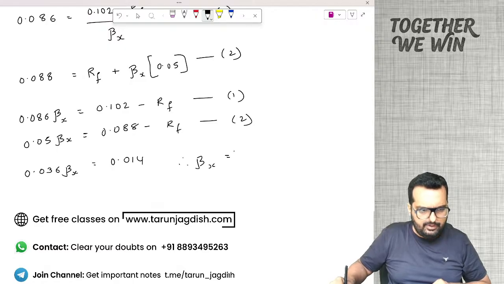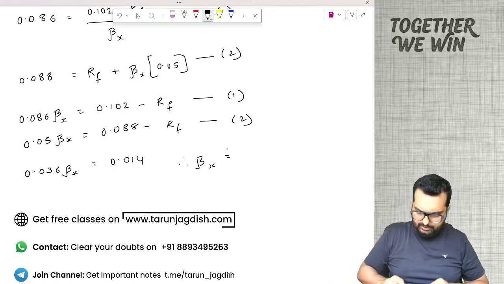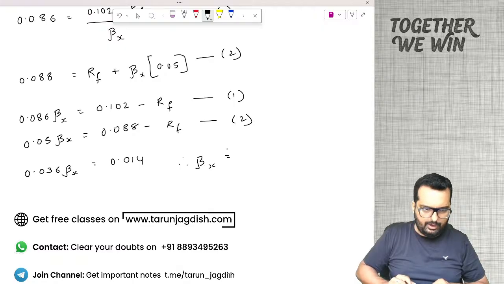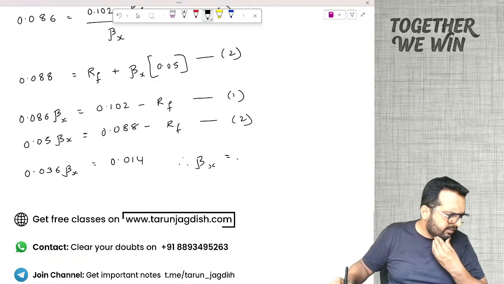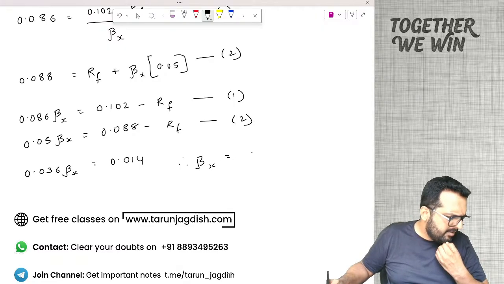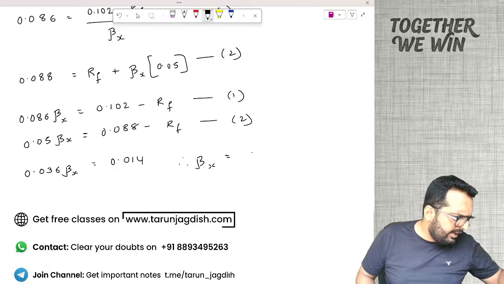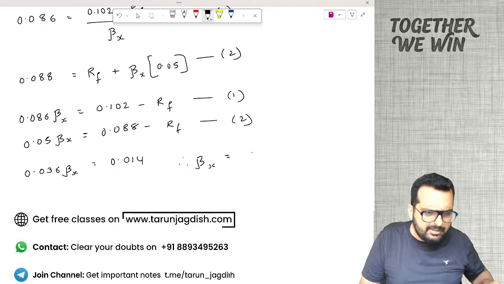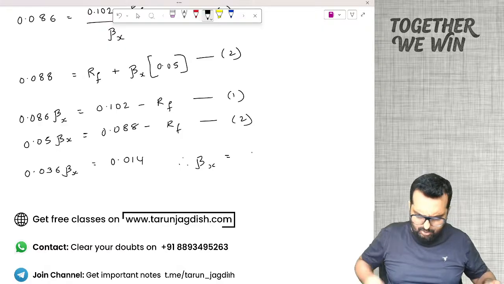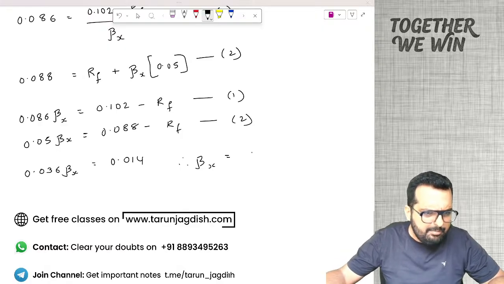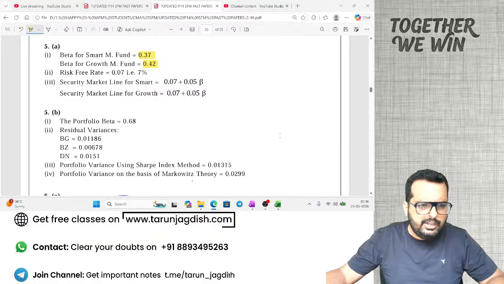Therefore, beta of x will be 0.036 divided by 0.014. 2.57. Did I do it correctly, Ansari? Or did I make some mistake in the final step? 2.57 is what I'm getting, but the ideal beta should be 0.37 over here.